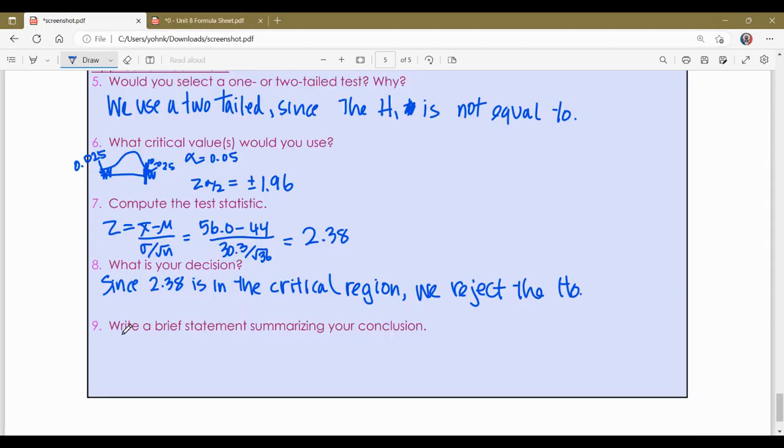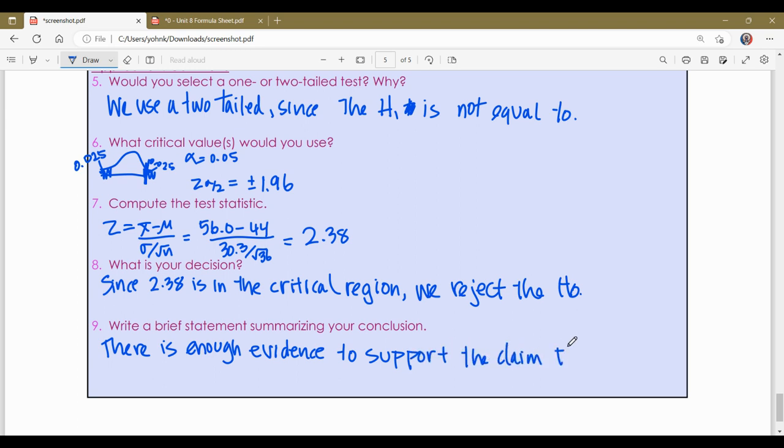So our brief statement summarizing: there is enough evidence to support the claim that, and we were initially looking to see if the number of thefts has changed, and so we have enough evidence to support the claim that the number of thefts has changed. We don't know how. We don't care how. All I know is that it's changed.